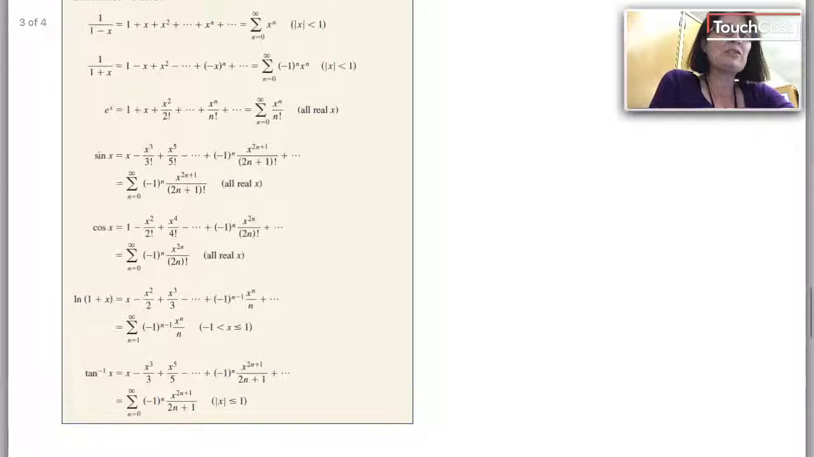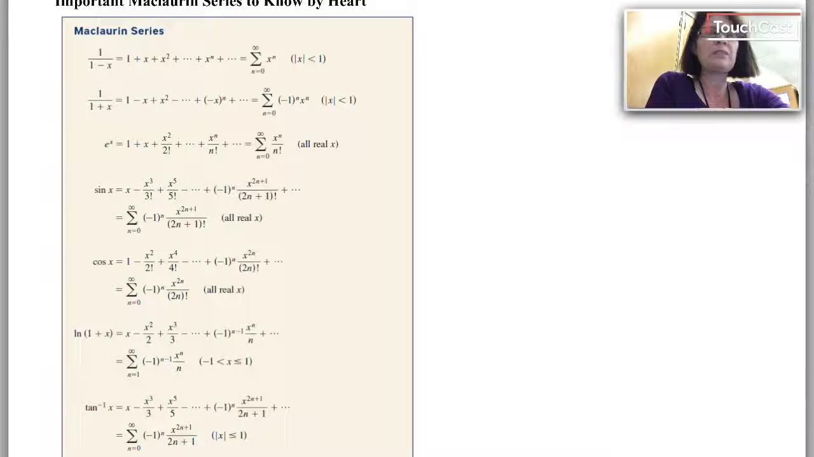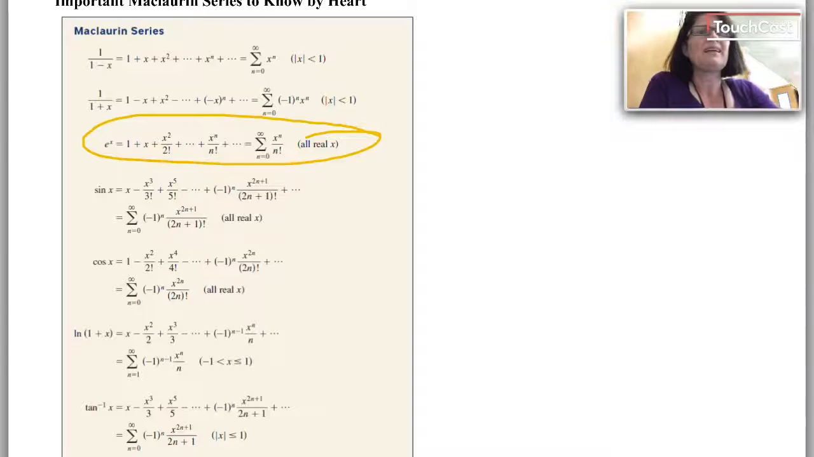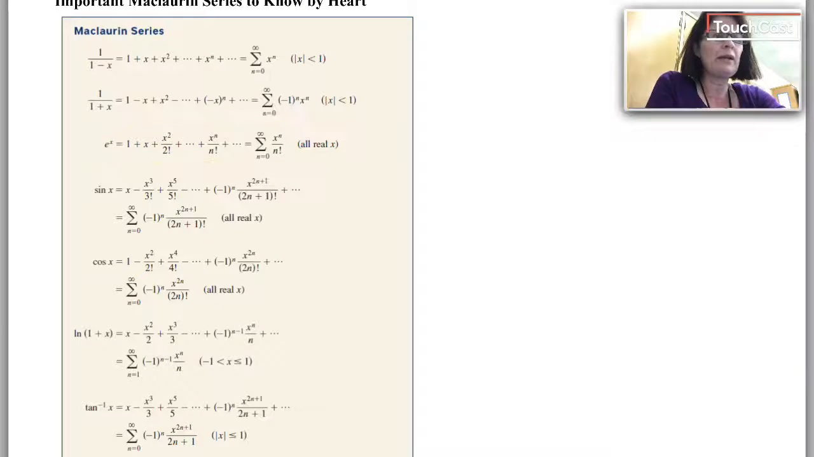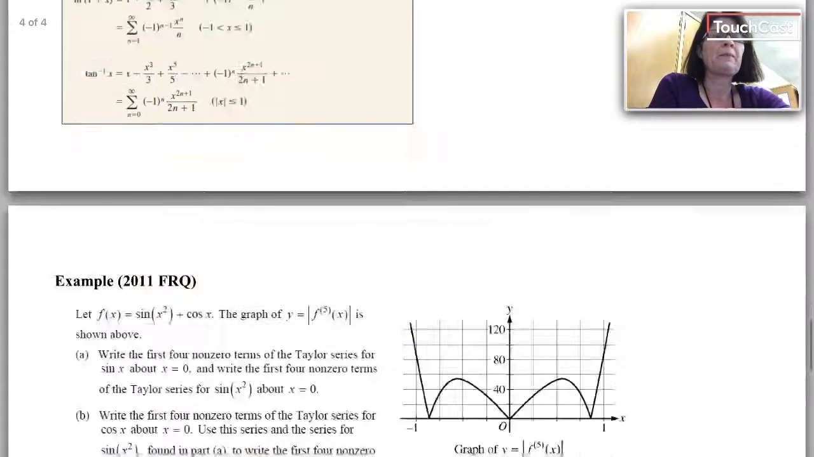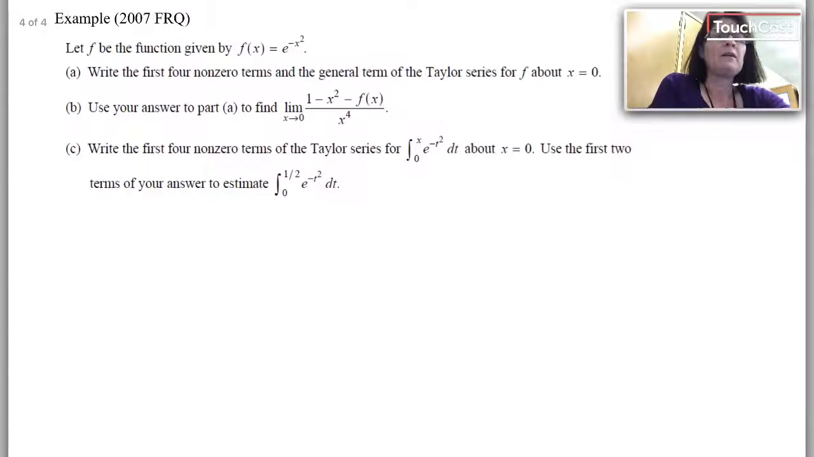Your life is a lot easier if you've memorized the Maclaurin series for e to the x. So I'm going to circle it here. e to the x is 1 plus x plus x squared over 2 factorial plus x cubed over 3 factorial plus x to the 4th over 4 factorial. All right, so if you've done that, then we can transform that series to get the answer to this part A. So this is what I would write. You don't have to write this first step.